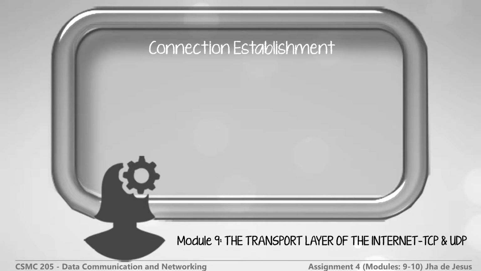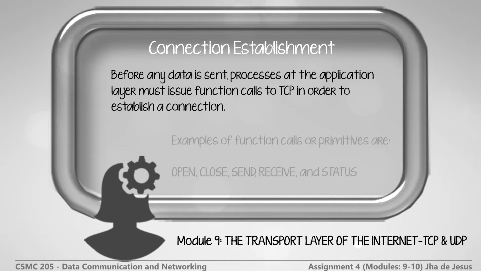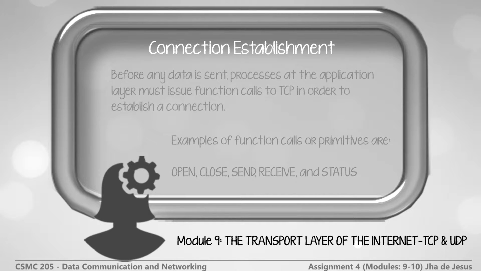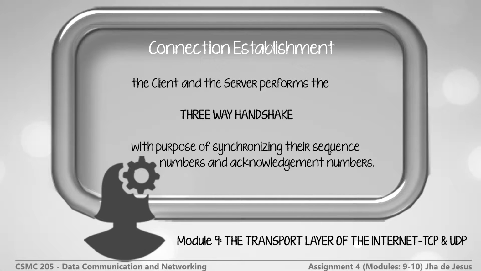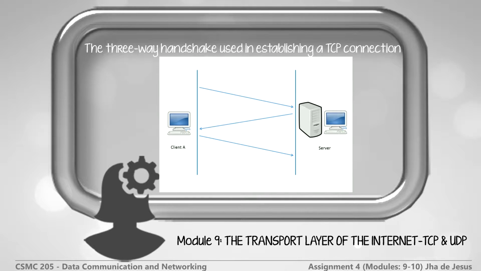The connection establishment in TCP. Before any data is sent, processes at the application layer must issue function calls to TCP in order to establish a connection. Examples of function calls or primitives are open, close, send, receive, and status. To establish the connection, the client and the server perform the three-way handshake with the purpose of synchronizing their sequence numbers and acknowledgement numbers. Here's an example of the three-way handshake used in establishing a TCP connection.